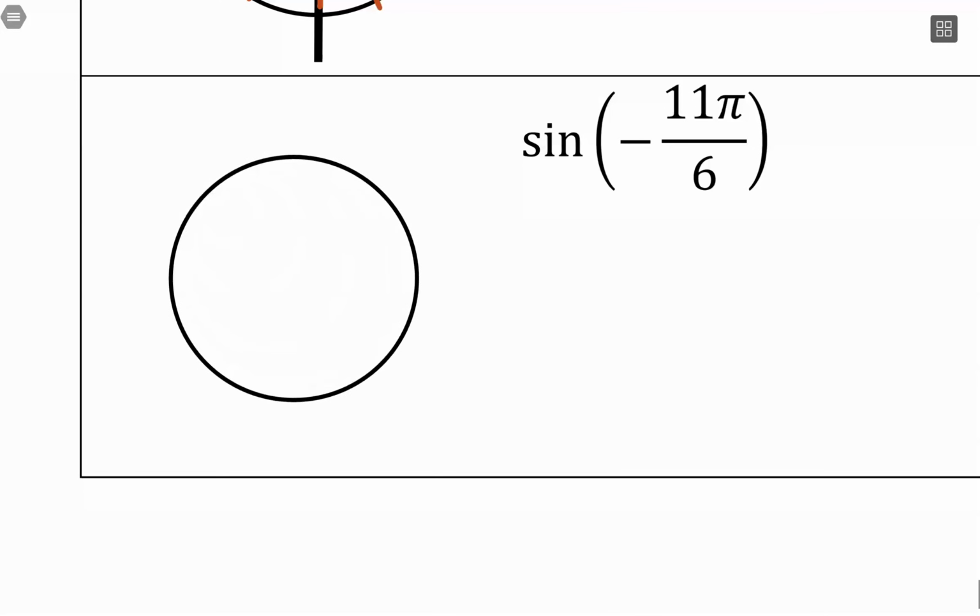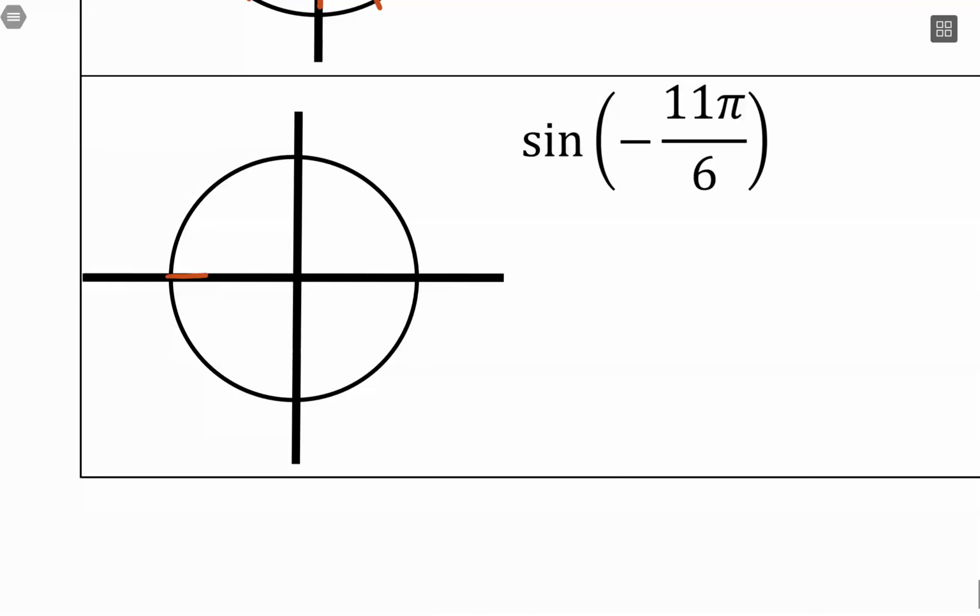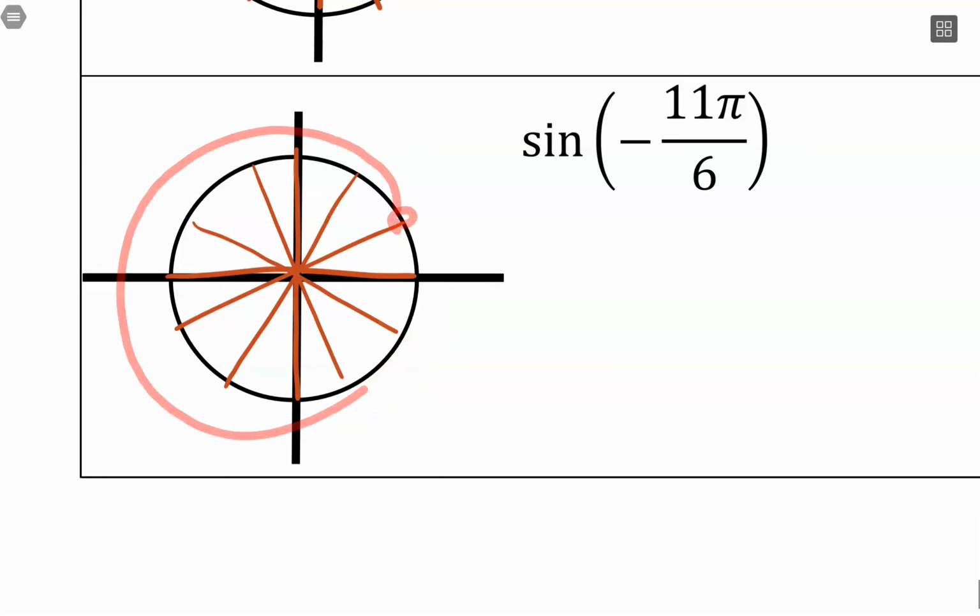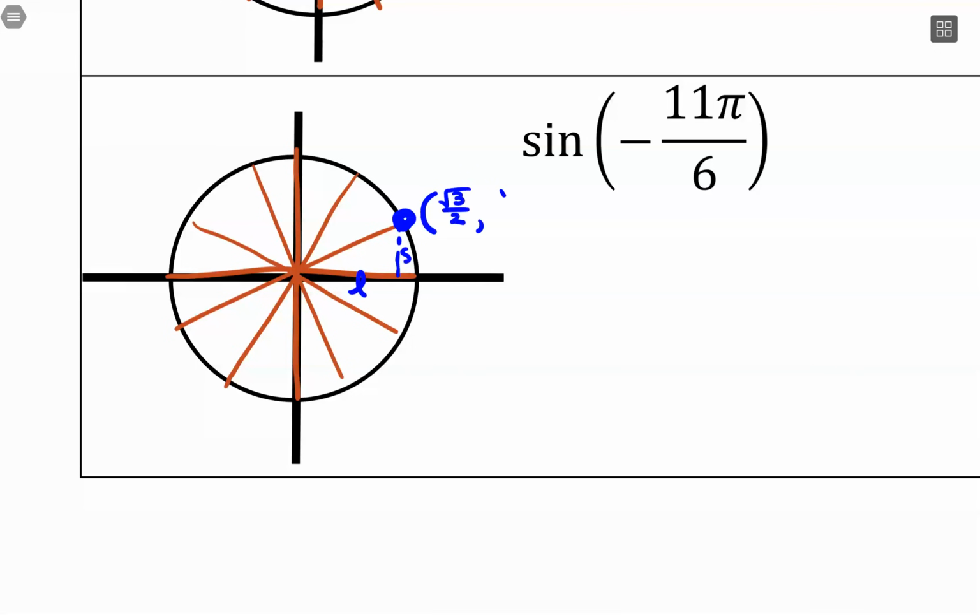All right, negative 11 pi over 6. So moving in the negative direction. Again, I'm thinking about these sixths. And we want to go negative, so that's going to be in the clockwise direction. And we're going to need 11 of them, which is going to bring us right there. So there's our 30, 60, 90 with our long side along the x-axis and short side along the y-axis. So x is going to be positive root 3 over 2, and y is going to be positive 1/2. We're looking at sine, so we want the y-coordinate.